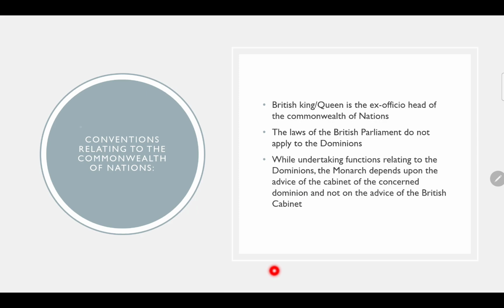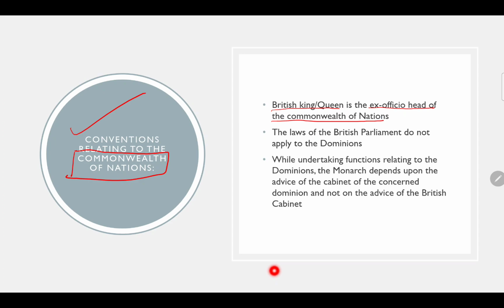Now let's talk about conventions relating to the Commonwealth of Nations. The Commonwealth of Nations is a free association of sovereign states comprising the United Kingdom and a number of its former dependencies. So this is also a convention. The British king or queen is the ex officio head of the Commonwealth of Nations. Who is the ex officio head? The British king or queen.